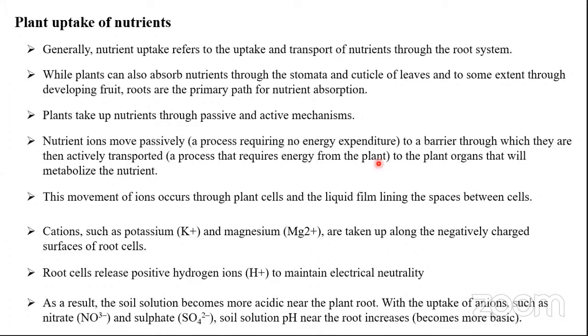Ions move in the plant cells through the liquid film. Naturally, there will be some liquid film lining in between the cells, which provides a space for the cells. Some ions like potassium and magnesium are taken along with the negatively charged cells of the roots, so they will move away. Like this, you can see some uptake of nutrients.